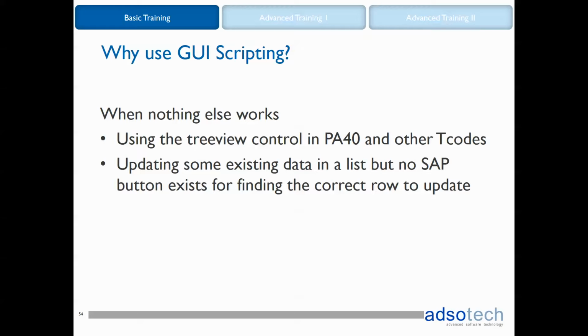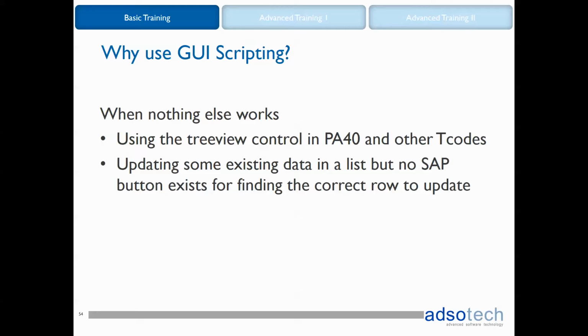Index-based if is a functionality that's only available in GUI scripting. What it does is look through the whole list of data in SAP, and then, based on some criteria, look for a specific row of data. When it finds it, it's able to update the data on that specific row. And this functionality is not possible with non-batch or batch input modes.